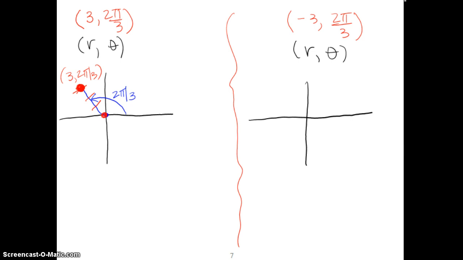So again, let's rotate our axis 2 pi over 3, but we'll do a little dotted line here, and this is 2 pi over 3.